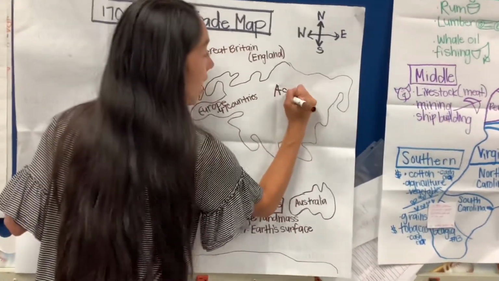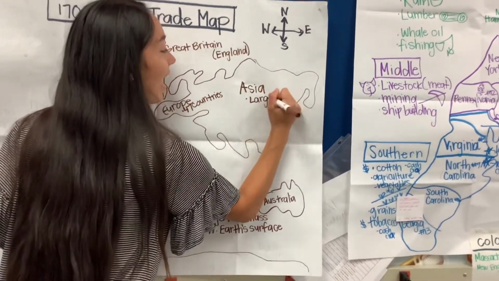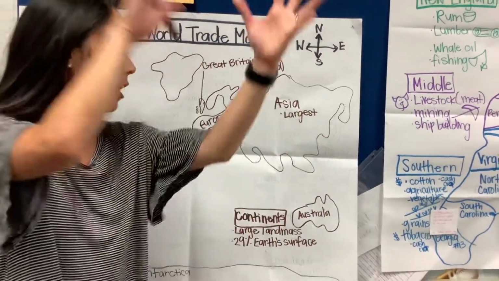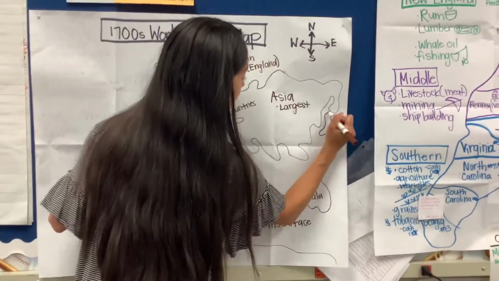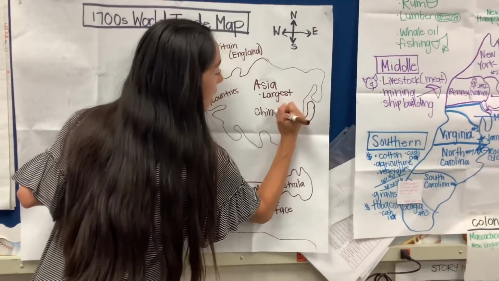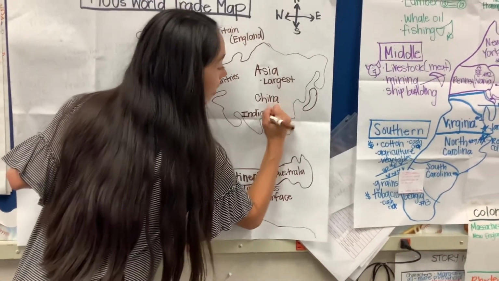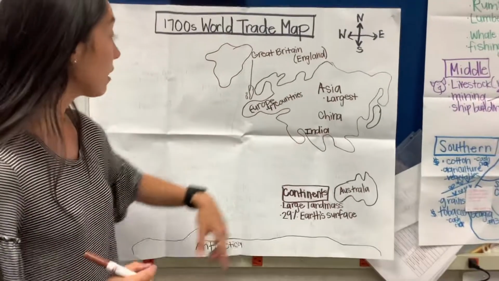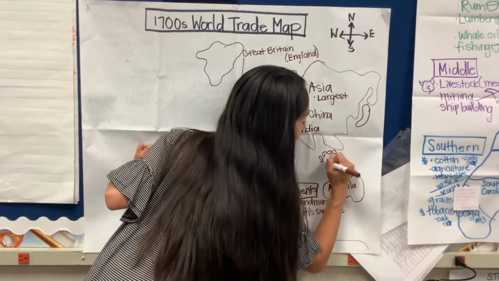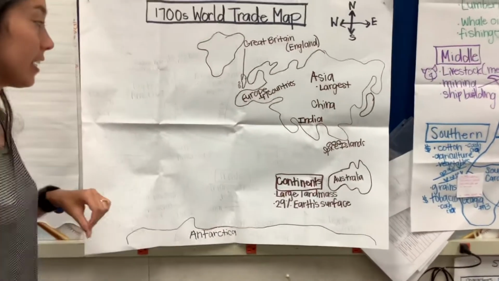The next continent I want to talk to you about is Asia. Say that with me, Asia. And Asia is the largest continent. Do and say that with me. The largest continent. The continent of Asia has the country of China. Say this with me. China. It also has India. Say this with me. India. And we have our Spice Islands that are also a part of Asia.